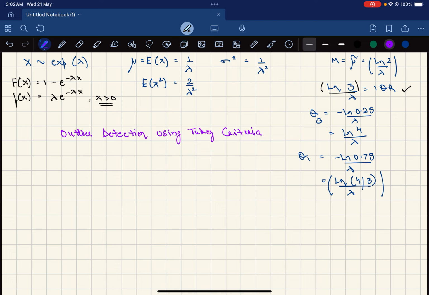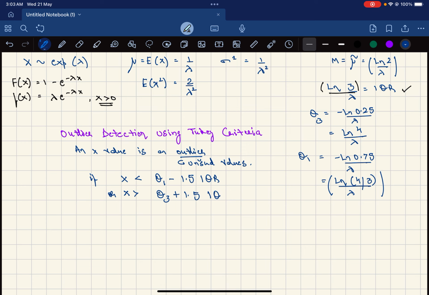Now according to Tukey criteria, we declare a point an outlier. So an x value is an outlier. By outlier I mean unusual values which are normally not expected from a distribution, or the probability of those values occurring is very, very low. So an x value is an outlier if x is less than Q1 minus 1.5 times IQR, or x is greater than Q3 plus 1.5 times IQR.